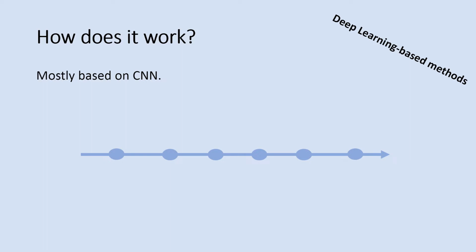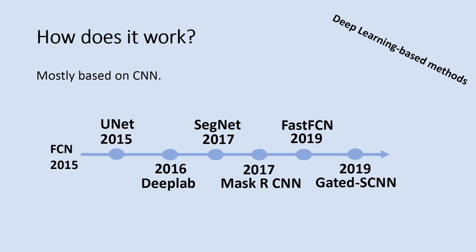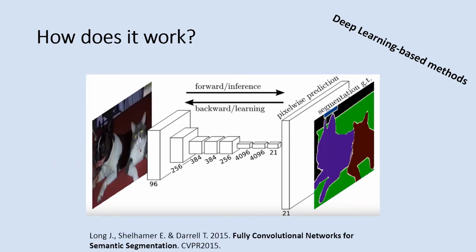Now we are going to mention some of the main algorithms used in deep learning. There are a bunch of them, however, UNet, DeepLab, SegNet, Mask R-CNN, Fast FCN, and Gated SCNN are some of the most popular algorithms used in the last years. Overall, these techniques are based on the same pioneer, fully convolutional networks or FCN. To understand the basic operation of FCN, we can see this illustration.